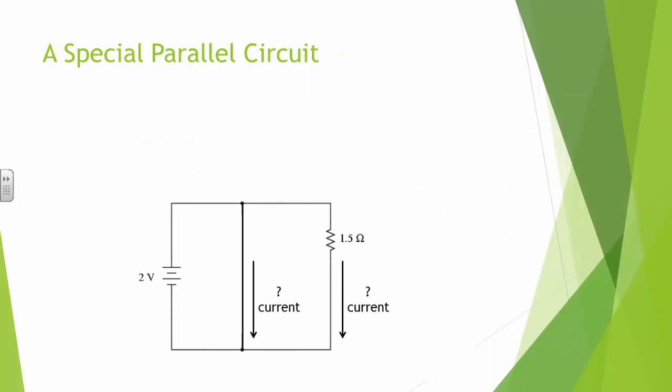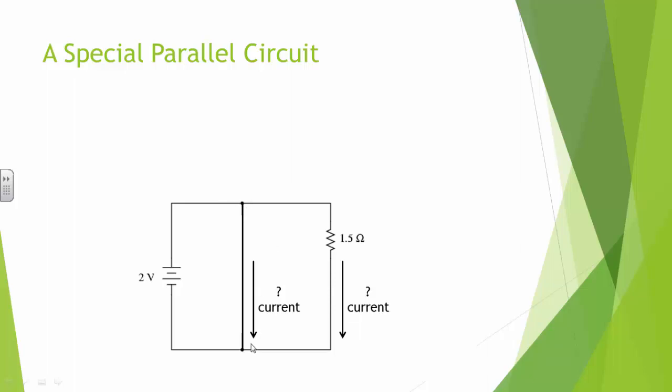Now there's a special parallel circuit that we should discuss briefly because students sometimes make the mistake of creating this parallel circuit in the lab and bad things occur. So have a look at this circuit. This is a very special parallel circuit. What is the current through the 1.5 ohm resistor? We just calculated it. It's 1.33 amps.